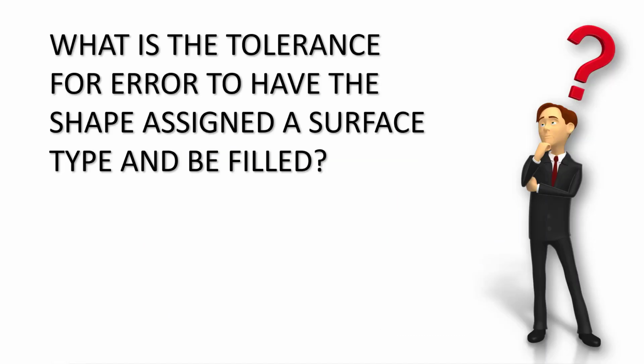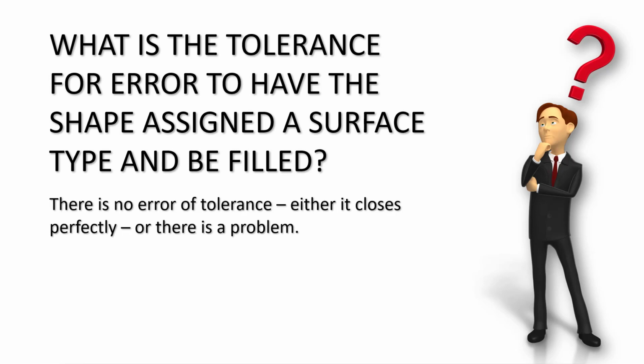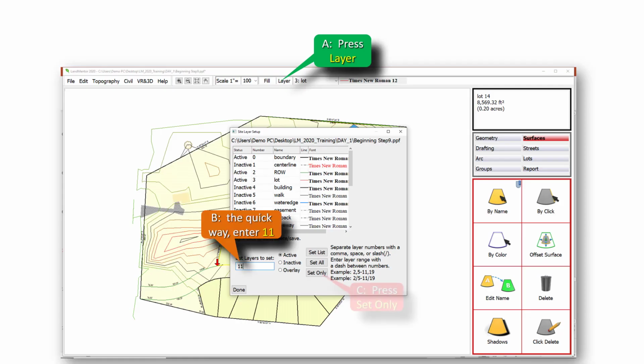So what's the tolerance of error for a shape to be assigned a surface and filled? What's that tolerance of error? There is no tolerance. Either it closes perfectly or it doesn't. If it doesn't close perfectly, the software will not allow you to make a surface. It's a huge protection from mistakes in land surveying. And then you have the comfort that everything's going to be exact.